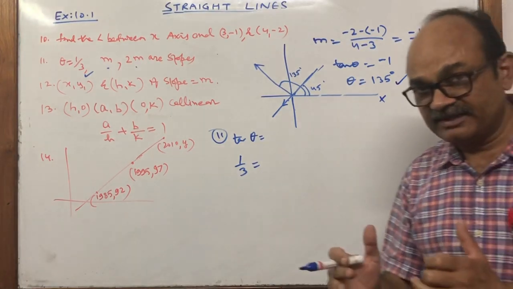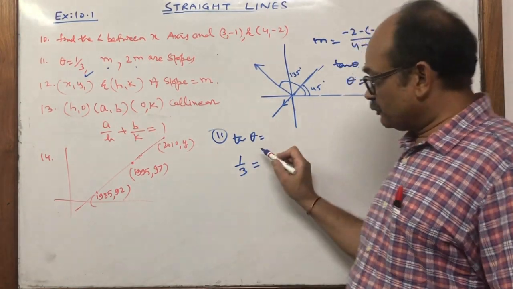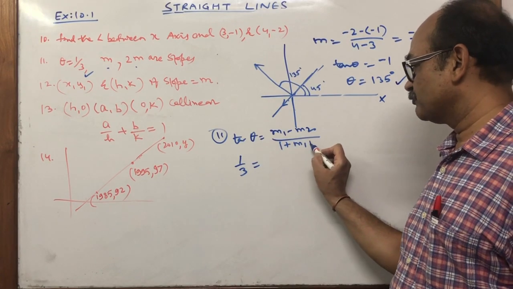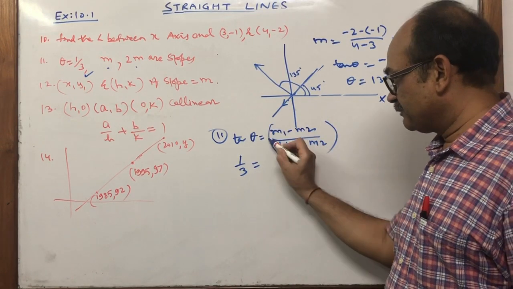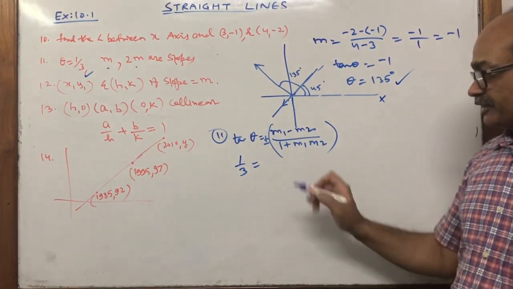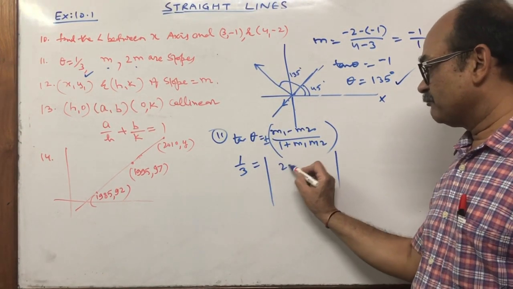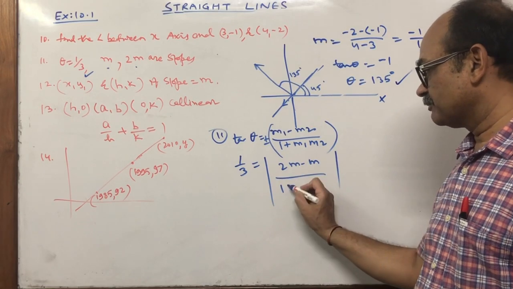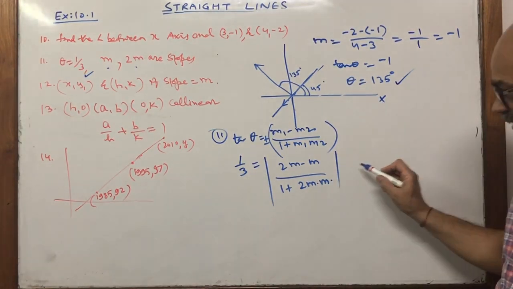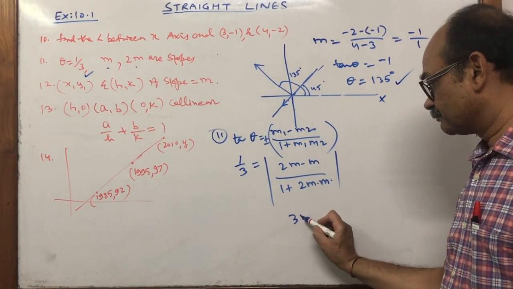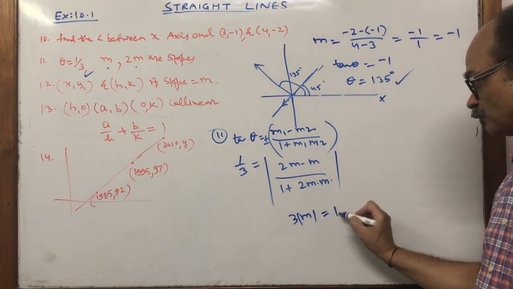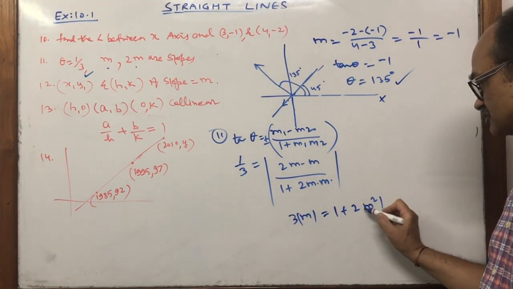If the slope of one is m, then the other is 2m. You know the formula tan theta equals m1 minus m2 divided by 1 plus m1 m2. And it may be plus or minus, or you can take the modulus. So here 1/3 equals m1 minus m2 over 1 plus m1 m2. It is nothing but 3m. We can write in modulus, cross multiply, 3m equals 1 plus 2m square.